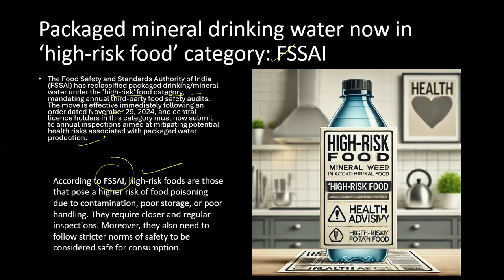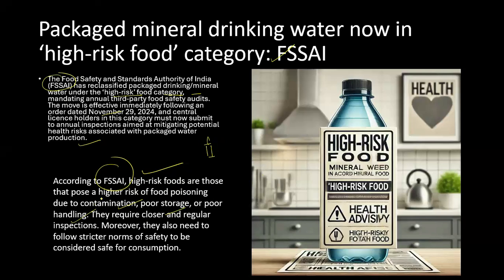Now let us see what this high risk food is first. We will discuss the authority in detail later, that's a different story. High risk foods are those foods that pose a higher risk of food poisoning due to contamination. If you keep any food material for a longer period of time, there can be food poisoning due to contamination, poor storage or poor handling. They require close and regular inspections.